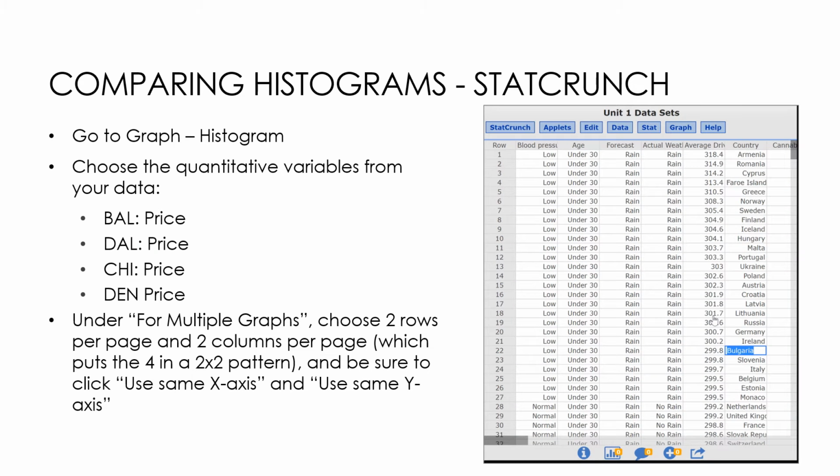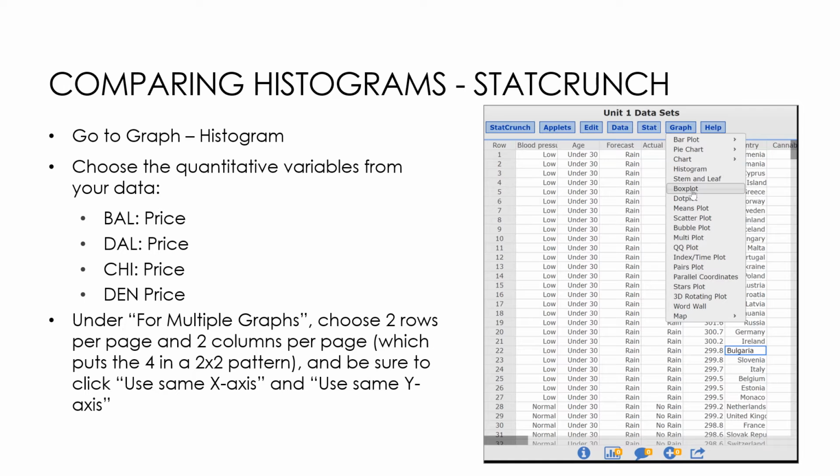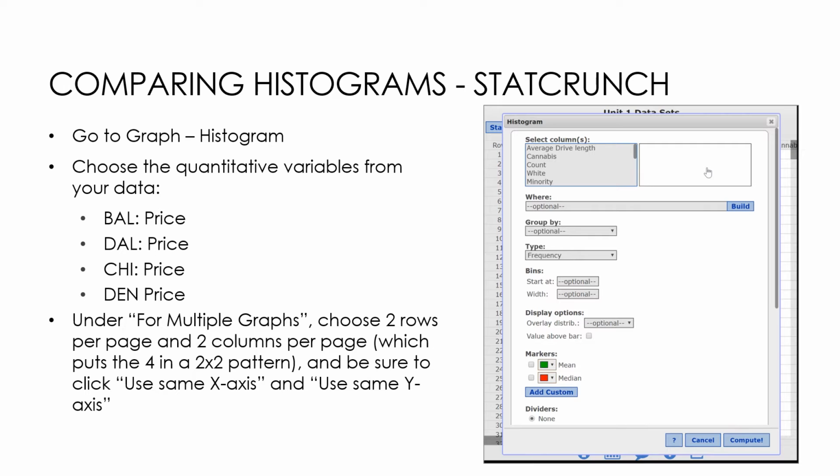So I want to show you how to compare data using histograms in StatCrunch. And notice I have my Unit 1 data set open, and I'm just going to go to Graph, and then my first one I'm going to go to Histograms. And we're dealing right now with pizza prices. So this is pizza price by slice for Baltimore, Dallas, Chicago, and Denver.